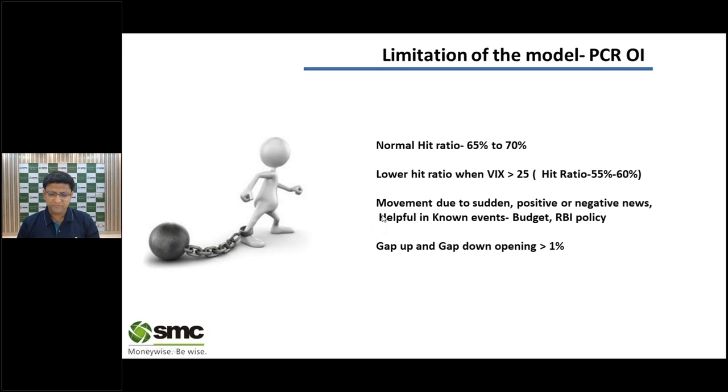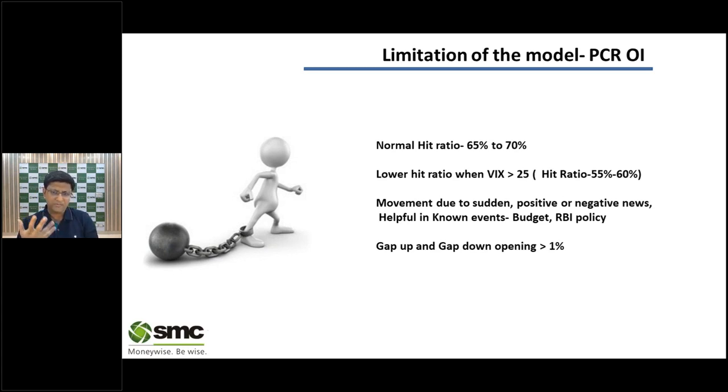So in case of the limitation, an unknown event can turn the market at any time. For an unknown event it may not work, but if it is a known event, the accuracy is very high. Sometimes there is a gap up or gap down opening of more than 1%, that is, Nifty or Bank Nifty opens 1-1.5% higher or lower. Then at the opening the accuracy will not be there in the first half. Suppose the market opens 200-300 points up in Nifty; in that case this indicator will not be accurate in the first half, but will be accurate in the second half.